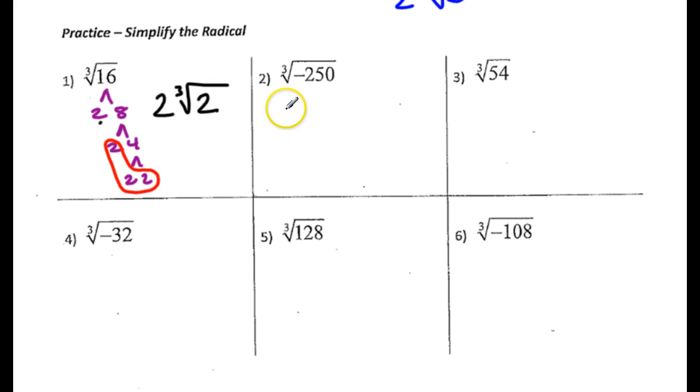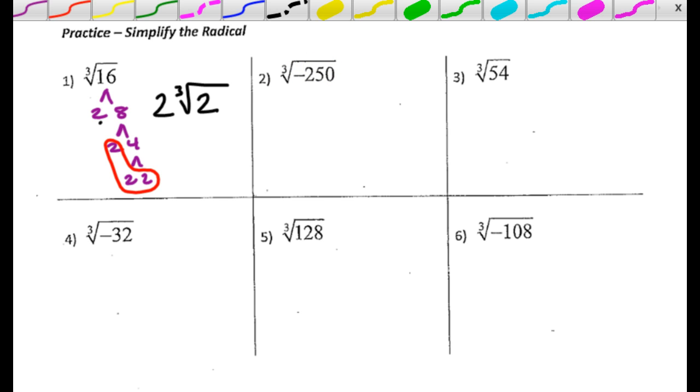Alright, now number 2 is a little bit of a different situation. Now we have cube root of a negative 250. Now, you might be thinking I can't do this. And I like how you're thinking, because with a square root we can't do a negative. A cube root we can do a negative. It's okay.